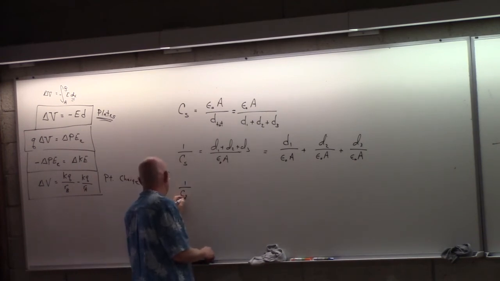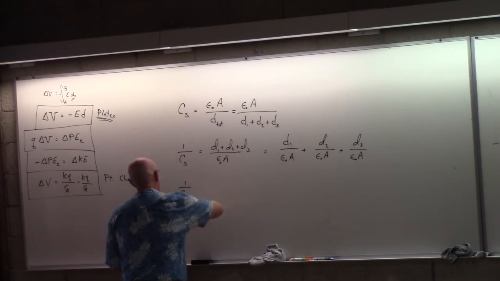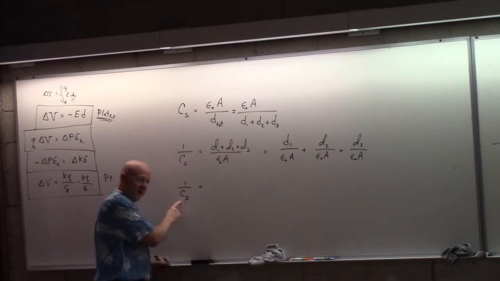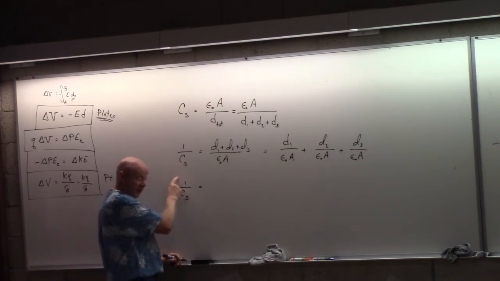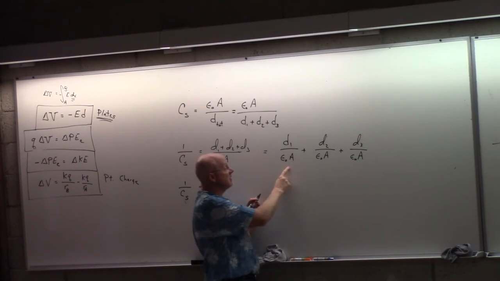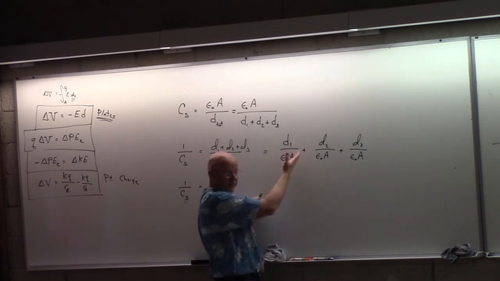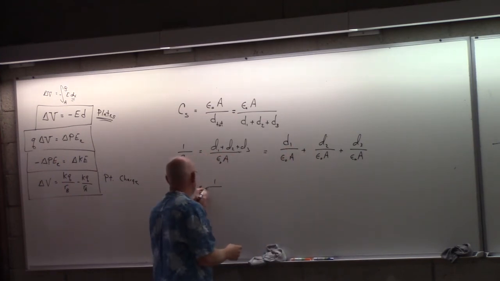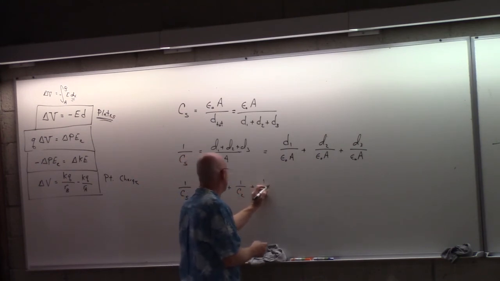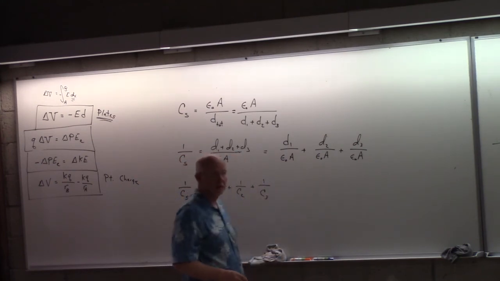But of course, remember that over here we don't have the capacitance, we have the reciprocal of the capacitance. But actually it's kind of nice, because what's this? Isn't this the reciprocal of the capacitance of number 1? I mean, if you turn that upside down, I would say that's the capacitance of number 1. So this is 1 over capacitor 1, this is 1 over capacitor 2, and this is 1 over capacitor 3.